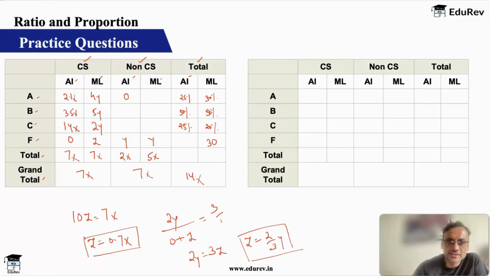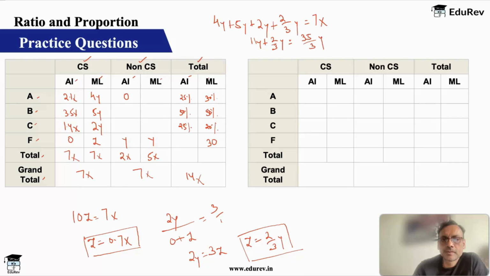That total also is going to be 7x, right? So let's add the total CS students for ML. You have 4y plus 5y plus 2y plus z, which is 2 by 3y. This has to be equal to 7x. So 4y plus 5y is 9, 9 plus 2 is 11y, 11y plus 2 by 3y is 35 by 3y, which is equal to 7x. So y is equal to 3 by 5x, or y is equal to 0.6x. So y also can be replaced with 0.6x. Good, let's replace that.